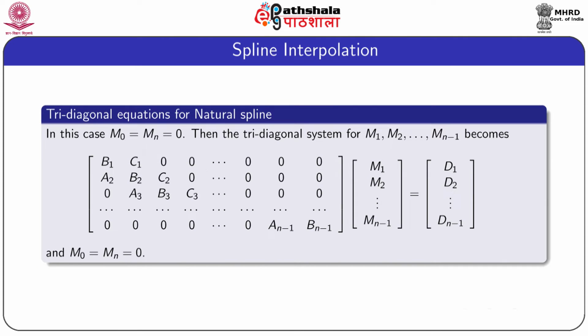Now, for these different cases, we have different systems of tridiagonal equations. First, we consider the case of natural spline. In case of natural spline, m0 equal to mn equal to 0, and the system of tridiagonal equations for the unknowns m1, m2 up to mn minus 1 is this one. So, this is a matrix equation, contains n minus 1 equations and contains n minus 1 variables m1 to mn minus 1. So, we can solve this system of equations uniquely.